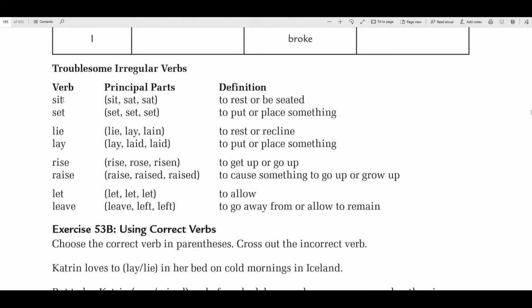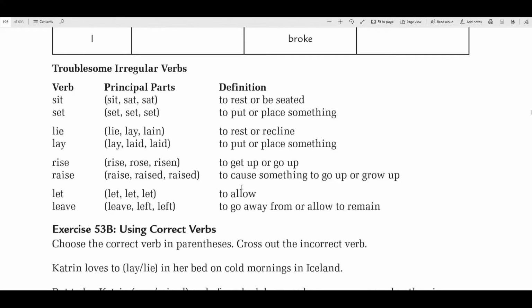Okay, so up here, sit means your bottom, for you to actually do it with your body. Sit, sat, sat. Okay, set refers to an object being set. Set, set, and set. Those are all the same. Okay, rise refers to your body. Rise, rose, risen. Okay, raise is to cause something. So it would be like an object causing something.